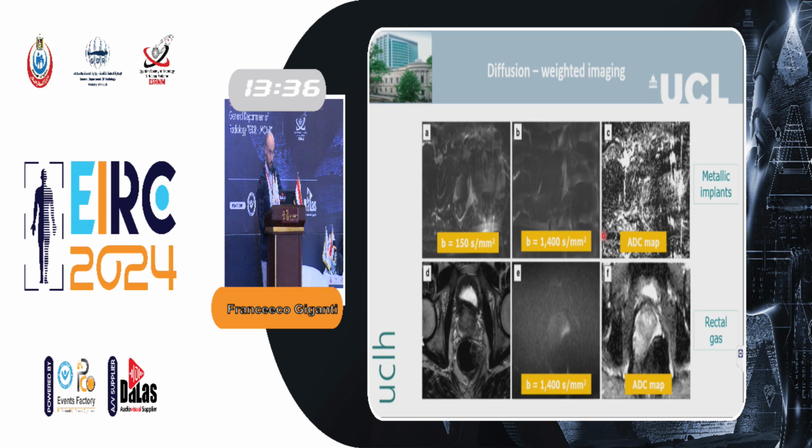Of course, we have to avoid having artifacts like this, where we have metallic implants here, so basically our diffusion weighted imaging is non-diagnostic, and also some artifacts from rectal air here. You can see that the left part of the prostate is not visible.